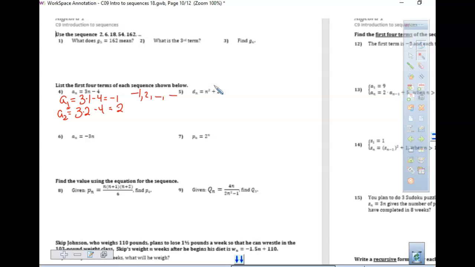It says find the value of the equation in the sequence. Find p sub 4. What are you replacing all the n's with? With 4. So every place where there is an n, you're going to put in 4. And then you're just going to do the math. So you're going to leave it with 4 times 4 plus 1, 4 plus 2. So 4 times 5 times 6 divided by 6, and you're going to tell me what it's equal to, okay?